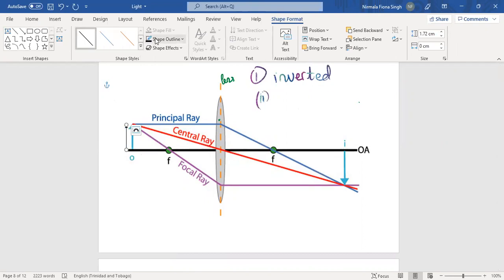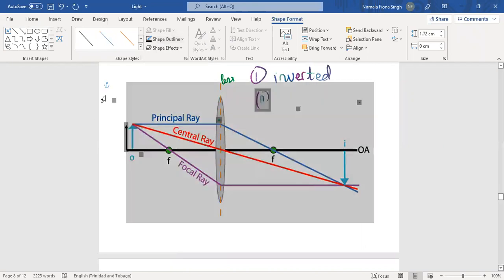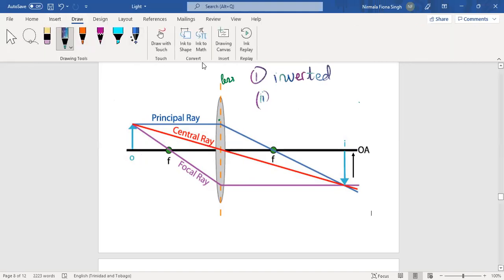Yeah, that should be about it. Right? Oops. So that was our object. Now, if you compare it to the image, you're going to realize that our image is somewhat bigger than our object. So since our image is larger than our object, we call our image magnified. Remember, magnified means to look larger or to be larger. So here our image is inverted, it's magnified.